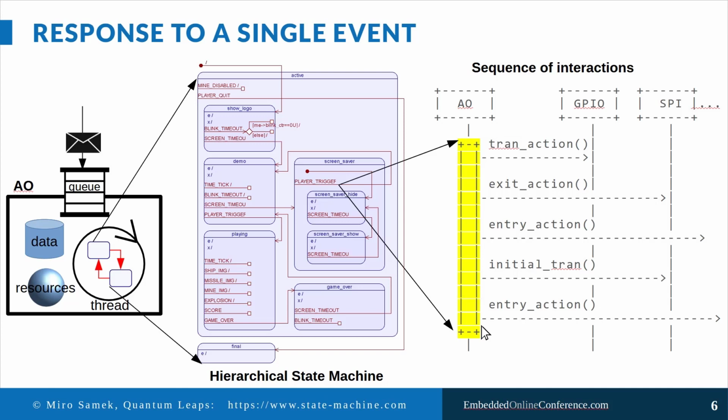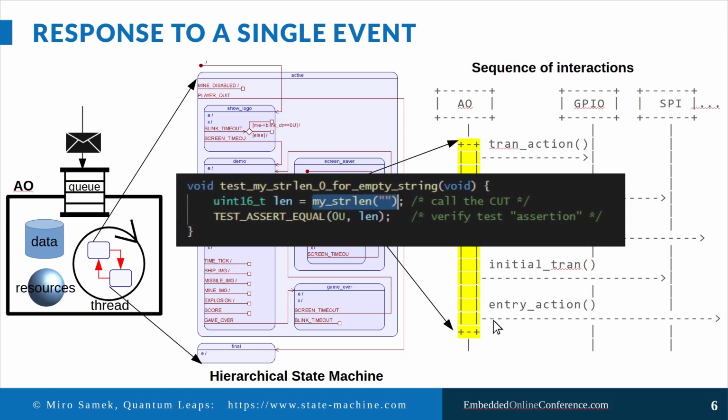The testing strategy for event-driven components, which are the natural units for testing, involves injecting events to them and verifying that the component under test executes the expected sequence of function calls. Please note that this approach goes beyond the simple unit testing you saw a minute ago.